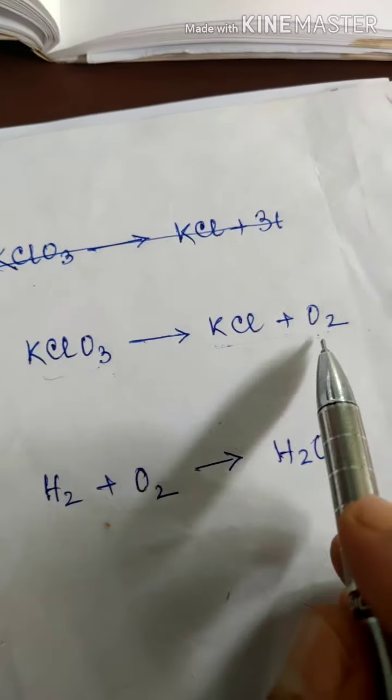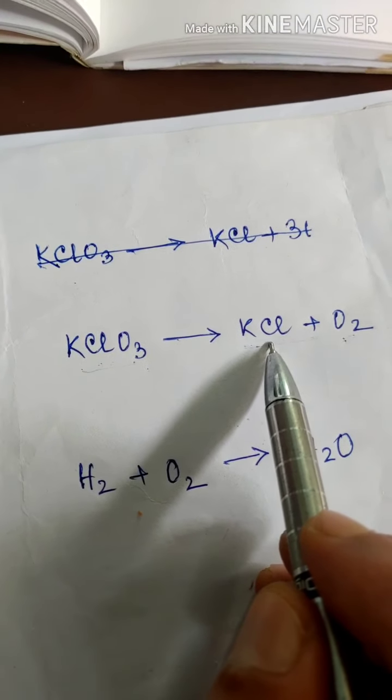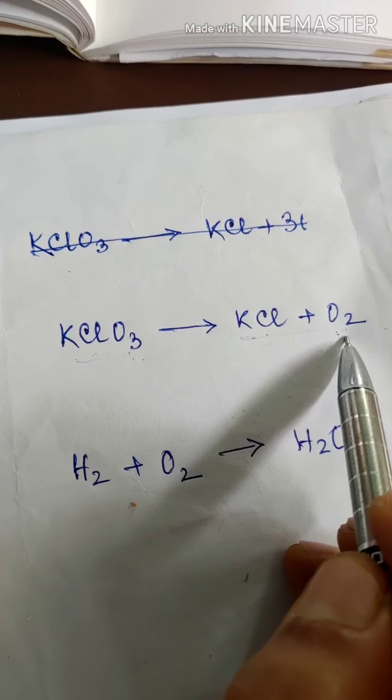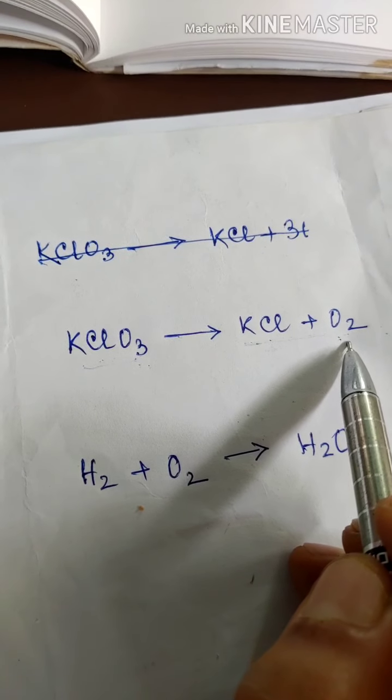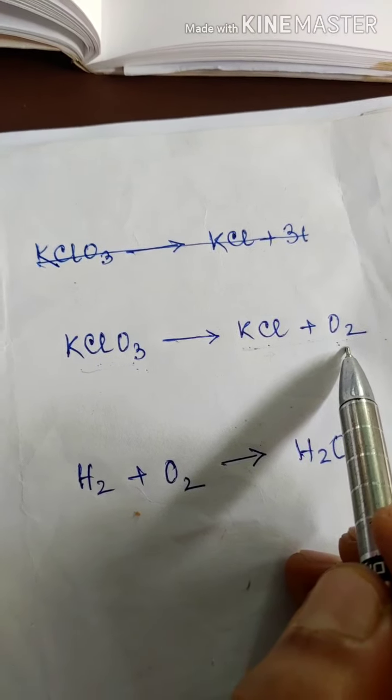As potassium and chlorine are one atom each on both the left hand side, the reactant side, as well as the product side, there is no problem. But the problem is with oxygen, there are 3 atoms, and on the right hand side, the product side, there are 2 atoms. So by the permutation combination method we have to balance it.